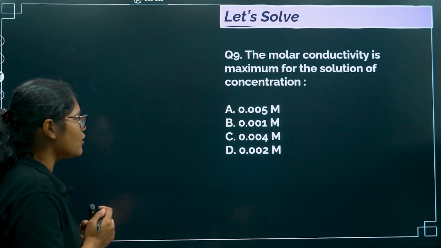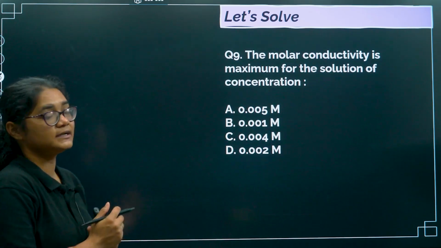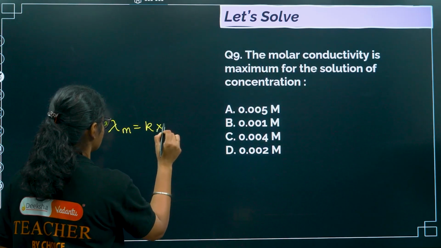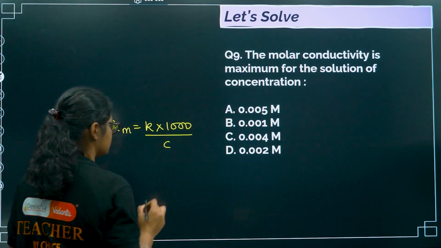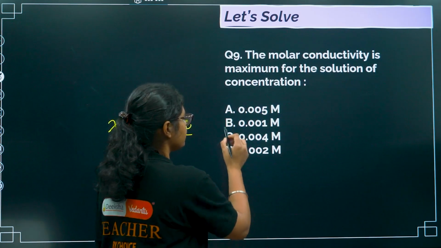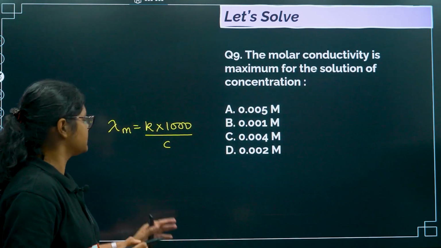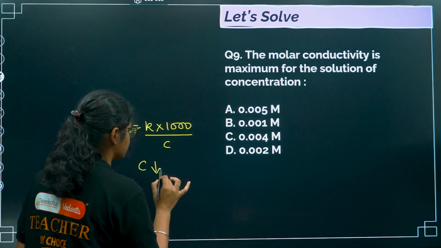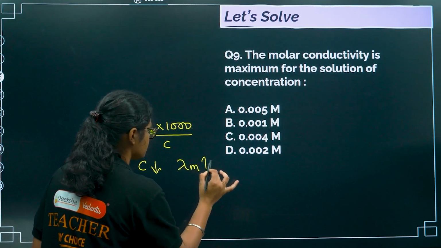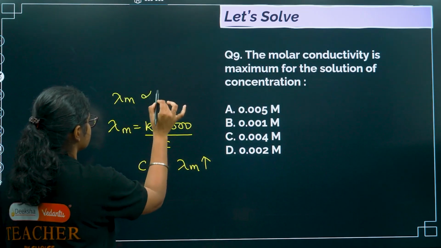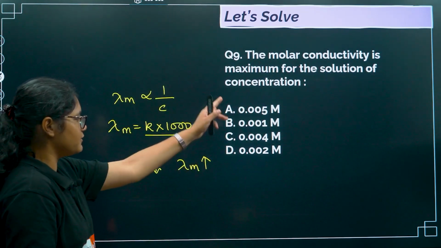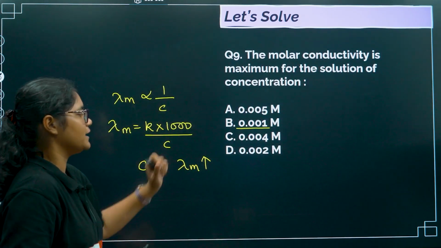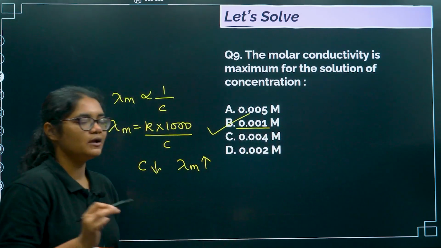The molar conductivity is maximum for the solution of concentration. Okay, again the molar conductivity formula, lambda is equal to kappa into 1000 by C, right? Now what do you understand? It is asking different concentrations are given. It is asking in which case the molar conductivity will be highest. So from this formula we can say that if concentration is less, then molar conductivity will be more, right? Molar conductivity is inversely proportional to concentration. So you see where the concentration is least here. So obviously molar conductivity will be highest here. So the correct answer for this question will be option number B.